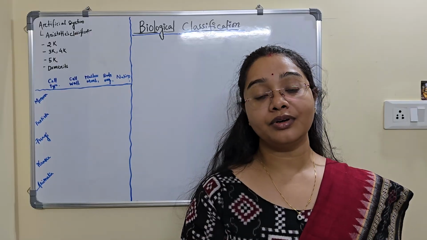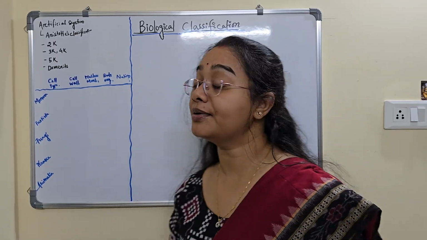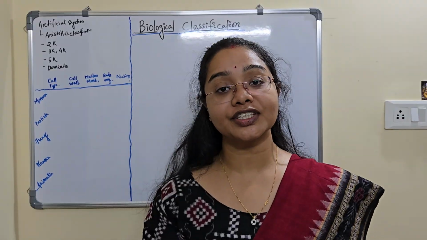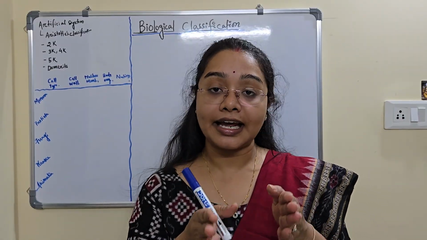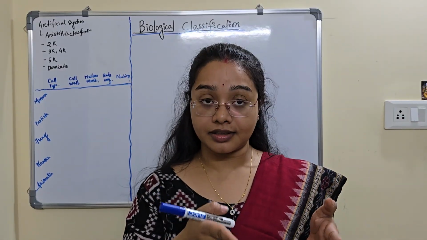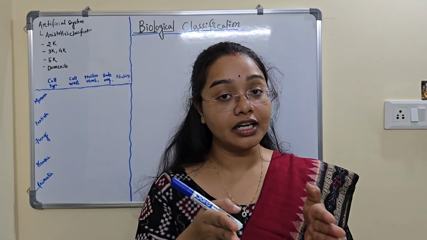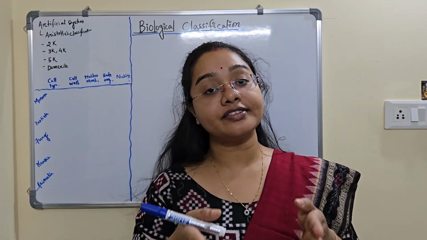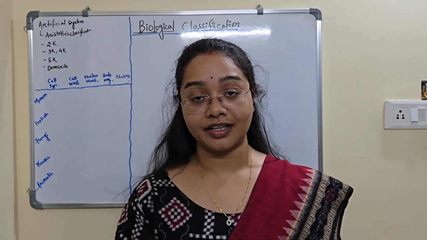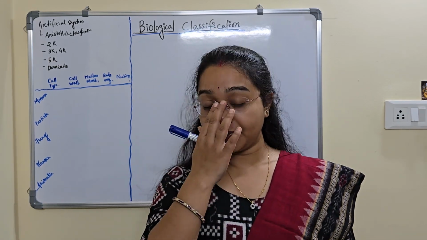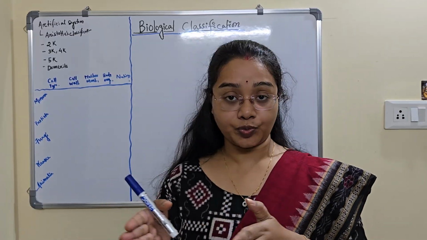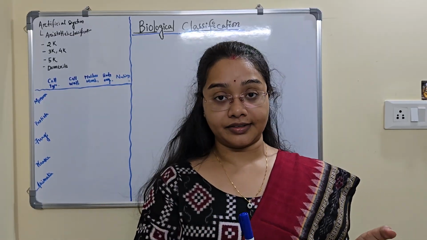Okay, so for today's topic we have biological classification, right? So what is a biological classification? It is the hierarchical arrangement of living organisms into groups based on their present characteristics. In simple terms, it is the arrangement of organisms into different groups based on their characters, right?